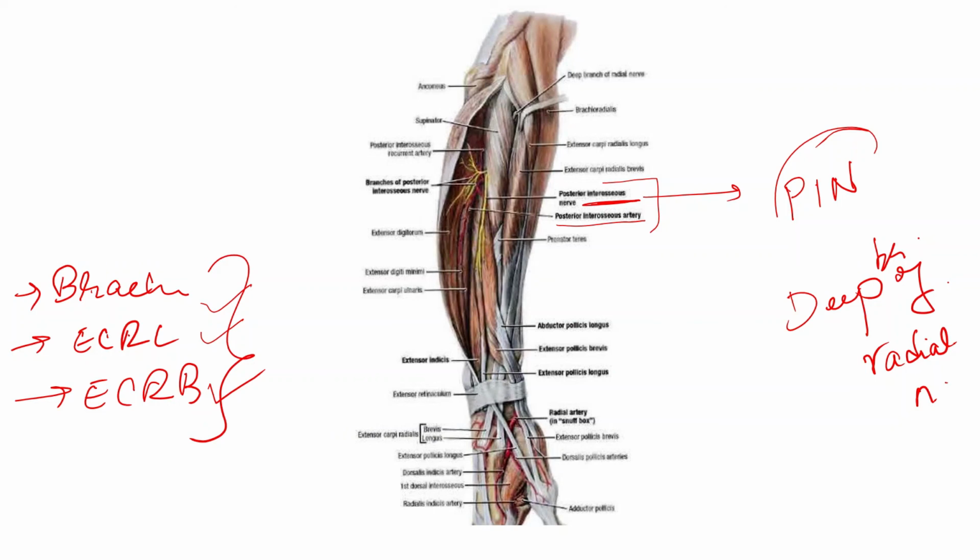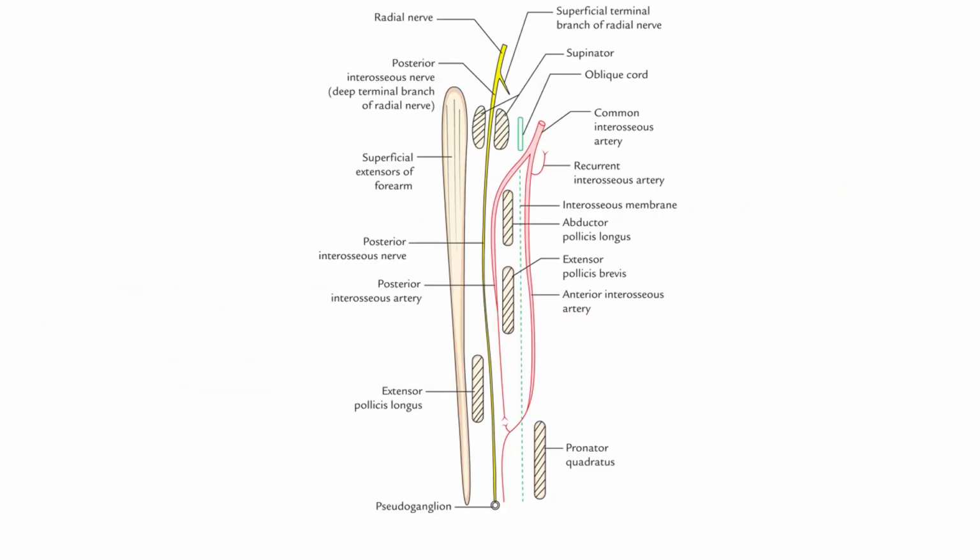The vascular supply, or the arterial supply, is by the posterior interosseous artery, which is nothing but the branch coming from the common interosseous, which is in turn the branch of the ulnar artery. So this nerve and artery pierce the interosseous membrane to reach the posterior compartment and supply the respective muscles over here. So this is the easy diagrammatic view showing the nerves and vessels in the posterior compartment.